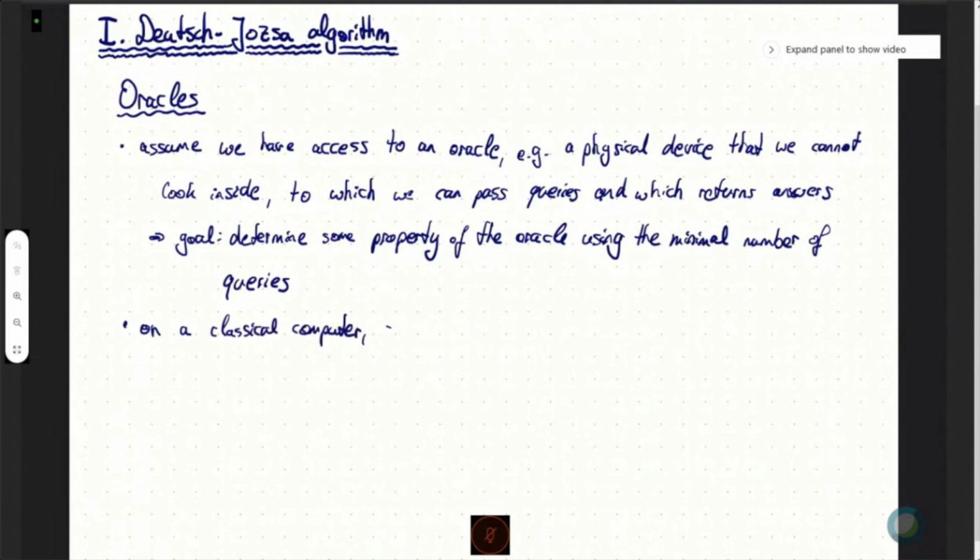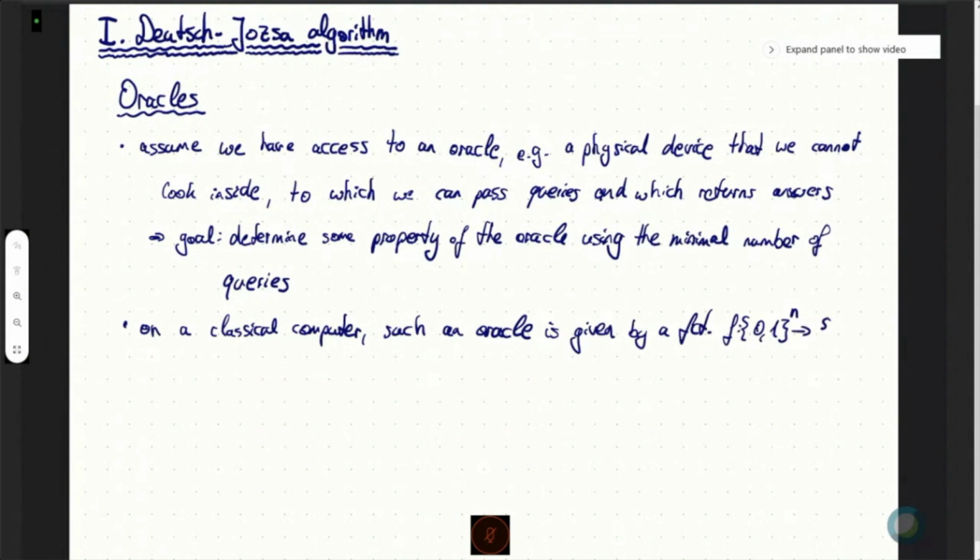If we think of an oracle, it's just some function that has some input and some output. This function could have any input bit string in 0, 1 to the power n, so an input string that has n bits. And the output string could be any bit string in 0, 1 to the power m. So we could have any string as output that has m bits, where m could be different from n.